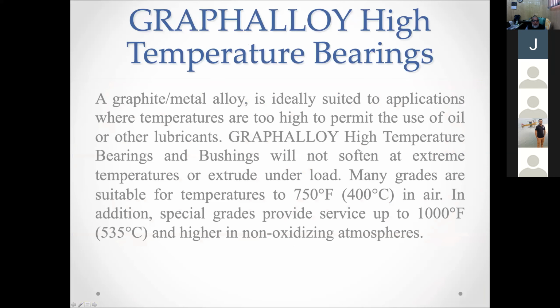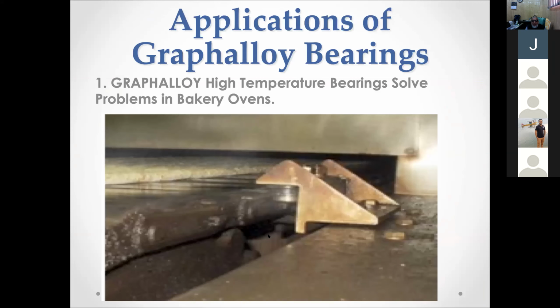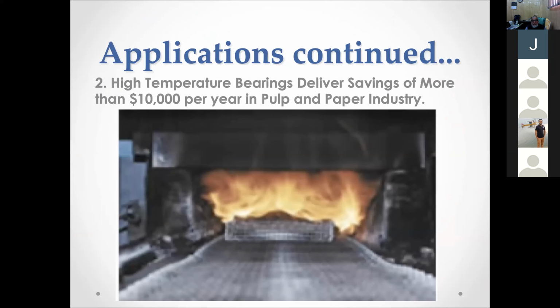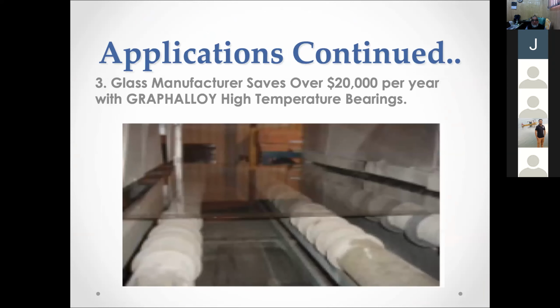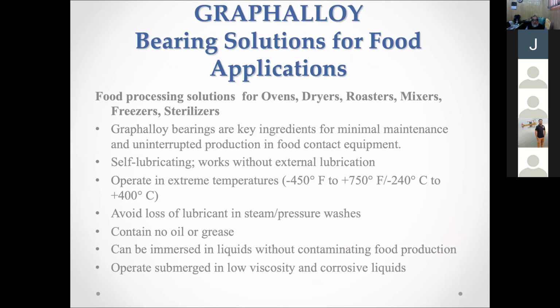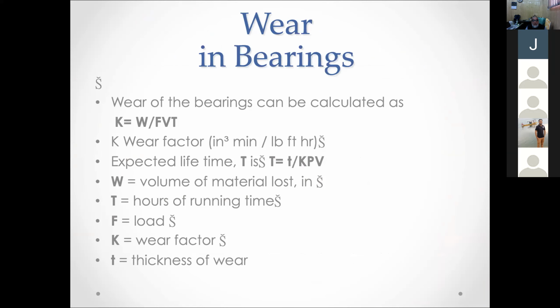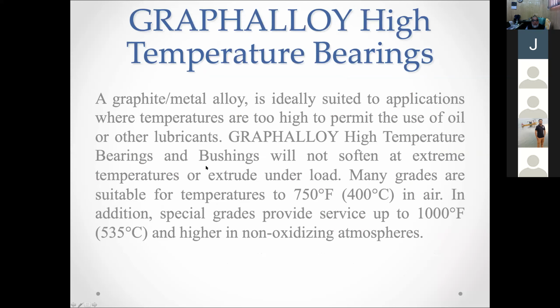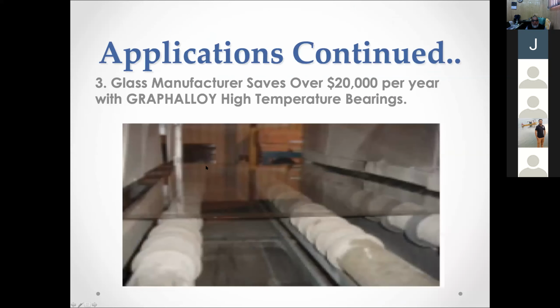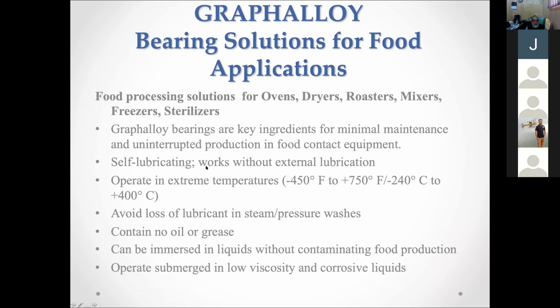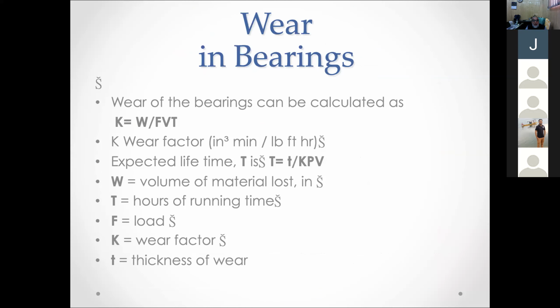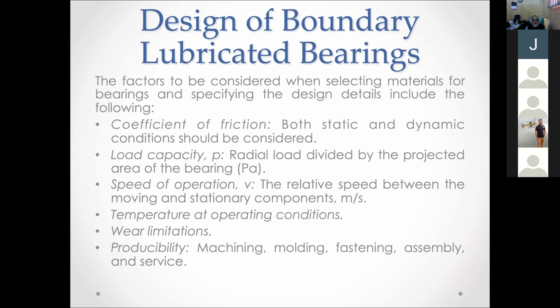Graphite for high temperature bearings. Now you can see the applications here. I don't want to show all these. In the bakery, and this is also in the case of pulp and paper industry, you can see all these applications. For food industry, now after seeing these applications, we will just have some parameters for bearing design.